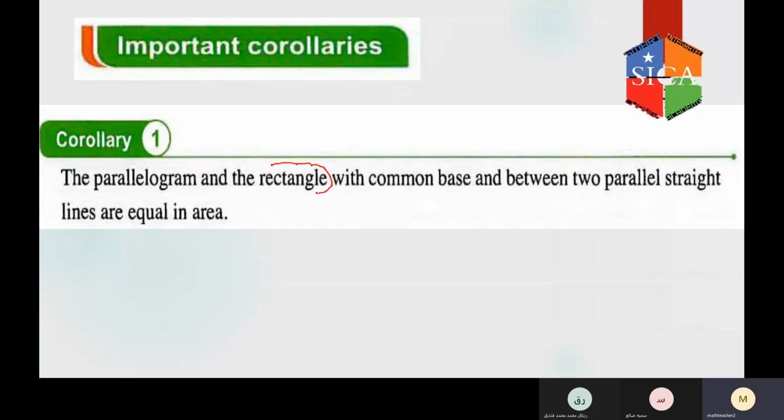When we define the rectangle, the rectangle is a parallelogram with a right angle, or one of its angles is right. Then here, parallelogram and rectangle are two parallelograms. Our theorem said the two parallelograms with a common base and between two parallel straight lines are equal in area. Then this theorem is satisfied in this case.